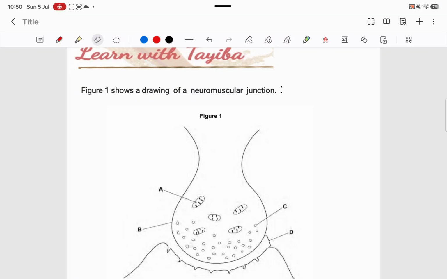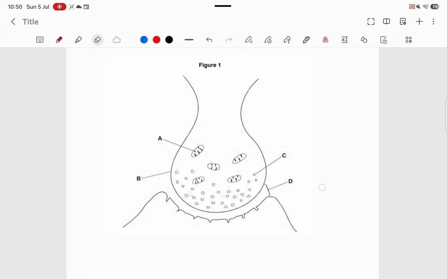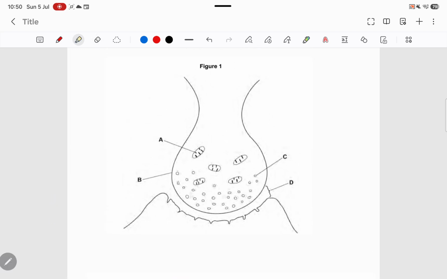So here is the question about the neuromuscular junction. This is the diagram of the neuromuscular junction. The question is you need to name the parts labelled A to D. So this is the diagram. In this diagram, look over here.